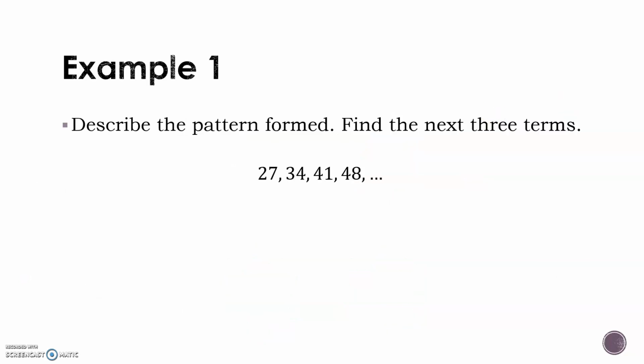All right, so first one, describe the pattern formed, and then find the next three terms. So when we're looking for a pattern, we're seeing, how do I get from one term to the next? To get from 27 to 34, my best option is to add 7. And we always want to make sure that this works for all of them. Double check, is 34 plus 7 41? Yep. Is 41 plus 7 48? Yep. So my pattern is add 7 every time.